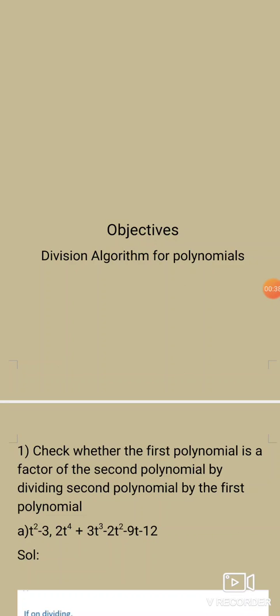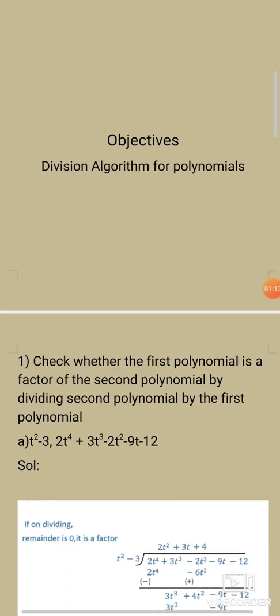Now the next type of question. Check whether the first polynomial is a factor of the second polynomial by dividing second polynomial by the first polynomial. So here we need to check whether the first polynomial is a factor of the second. How do we check one polynomial is the factor of the other? So listen carefully. When we divide the second polynomial by the first polynomial, if the remainder is 0, then it is a factor. Otherwise, not a factor.